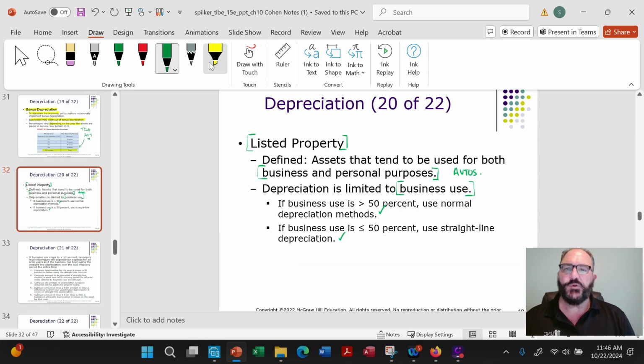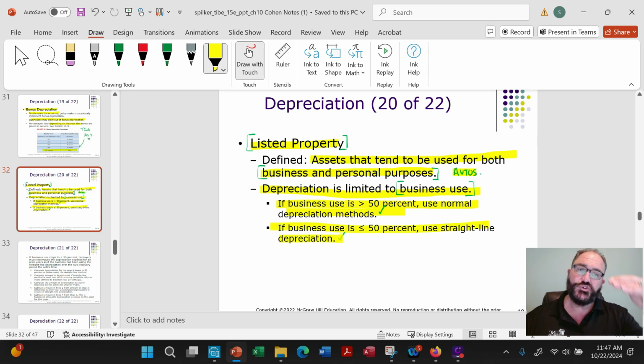Now, listed property, this is kind of interesting. This is property, assets that tend to be used for both business and personal use. For example, autos. Okay? So, depreciation is limited to the business use. If you use it in business greater than 50%, you use the normal depreciation method. If it's less, then you use straight line. And if it changes in the middle, you have to switch methods.